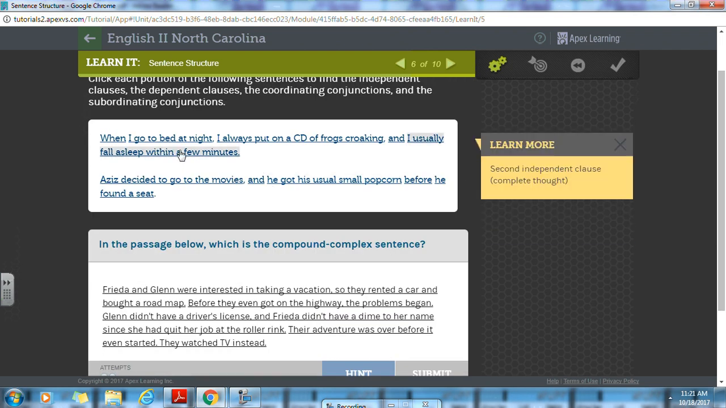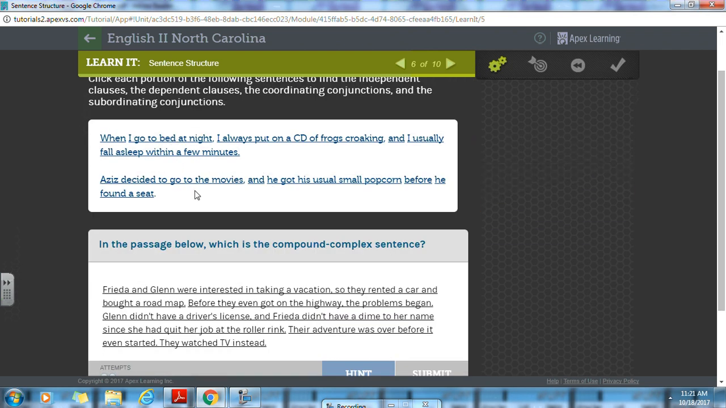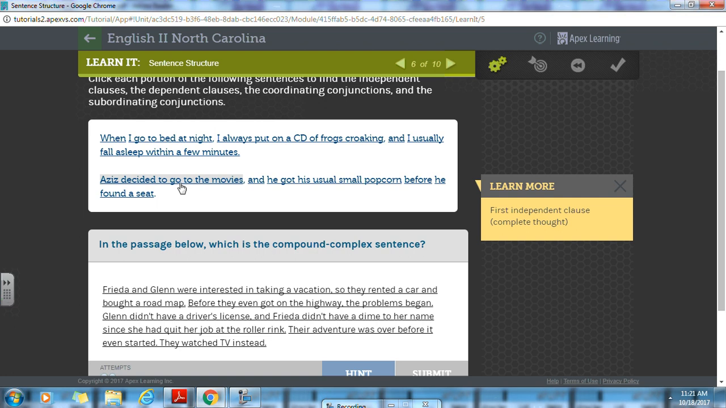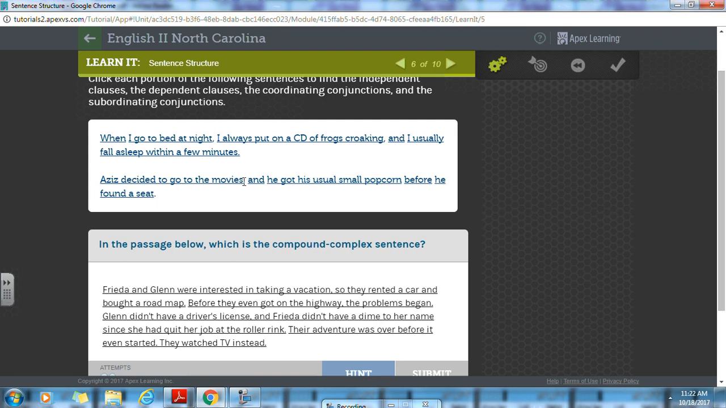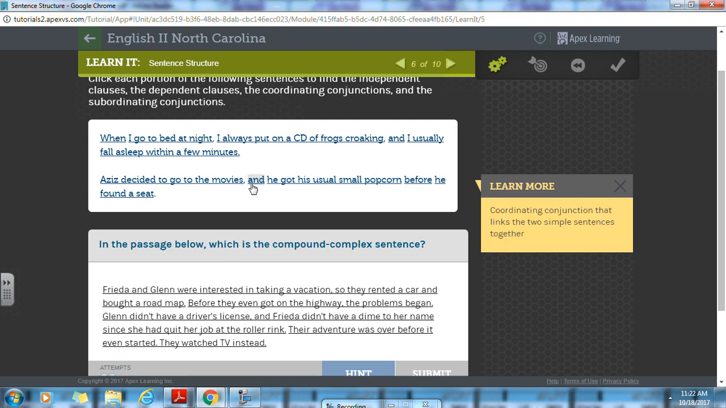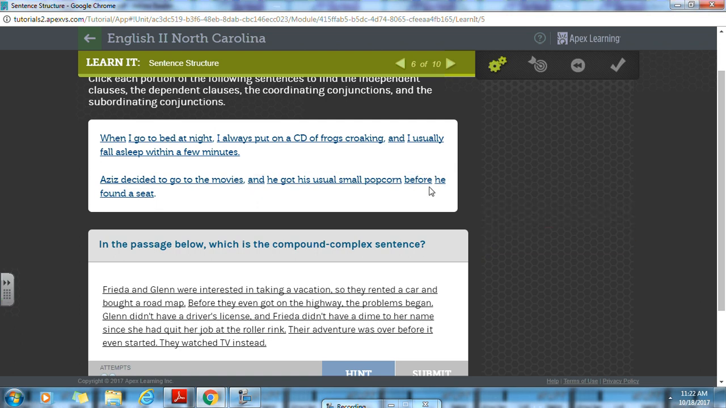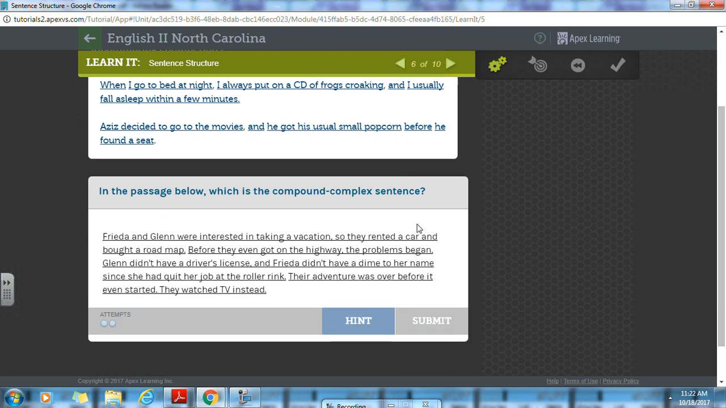So this is one way to write it, where you have the incomplete thought first. You can also put the complete thoughts first and then end with your incomplete thought. For example, Aziz decided to go to the movies. That's my first independent clause or complete thought. He got his usual small popcorn. That's my second independent clause or complete thought. I join it with and. Remember, and, or, and but are going to be your three popular fanboys. And then I have my incomplete thought, before he found a seat.